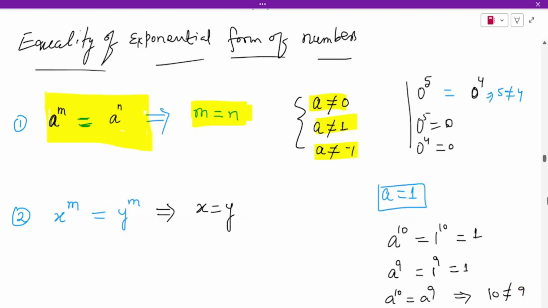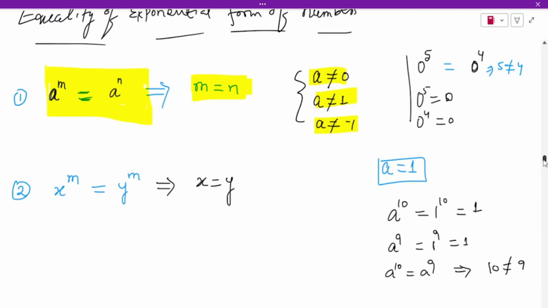And in this second example, we have taken x raised to power m is equal to y raised to power m, then the base will be equal. It means if we are going to take any power of 0 to the power of m or 1 to the power of m, right?